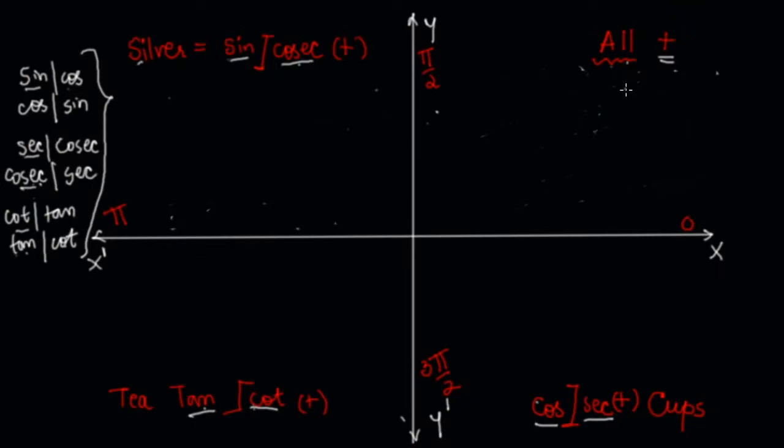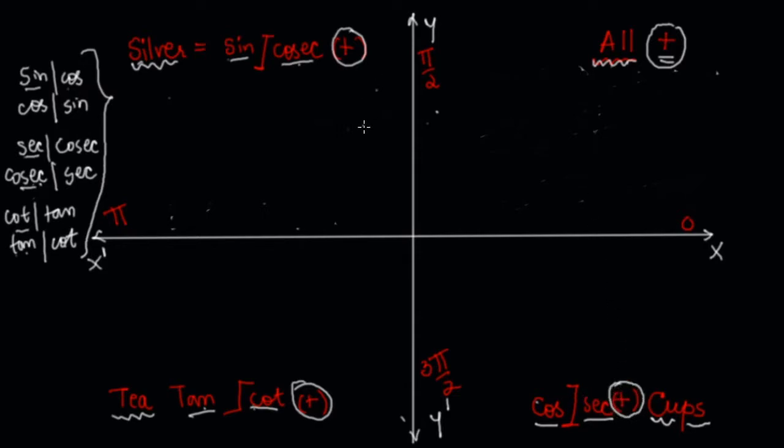Okay, great. Now in textbooks we know that there is something called All Silver Tea Cups, right? Let me quickly bring it up. What does All Silver Tea Cups mean? All the values are positive in the first quadrant. Only sine and cosec are positive in the second quadrant. Only tan and cot are positive in the third quadrant, and only cos and sec are positive in the fourth quadrant, right? Let me bring those details to you and you'll be able to understand better.